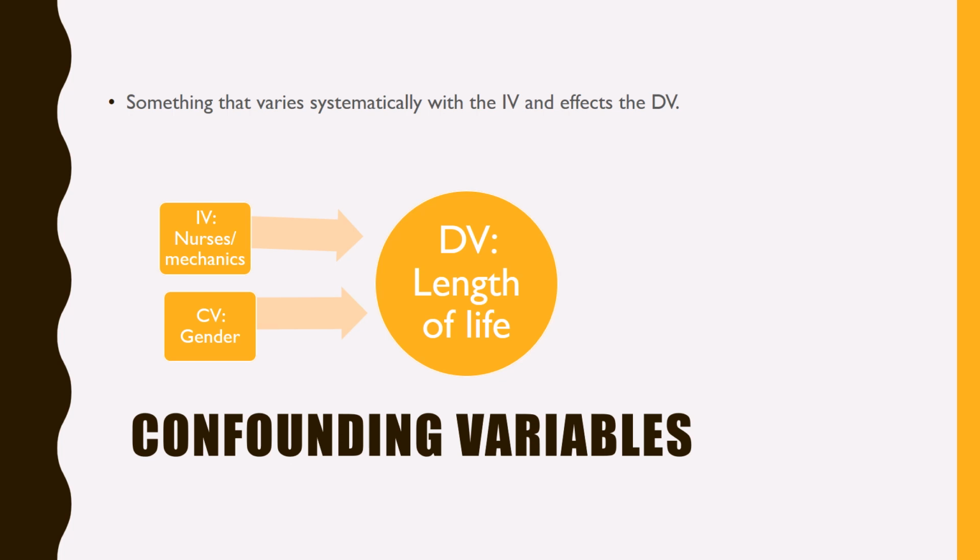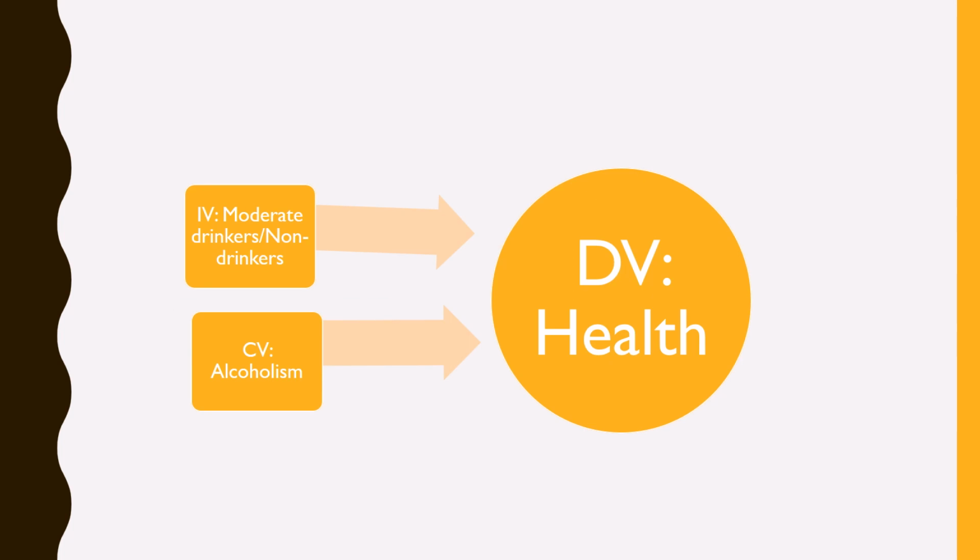So it could look like whether you're a nurse or a mechanic is affecting the length of your life, but actually it's your gender. But because that varies systematically with the IV, gender varies at the same time as the IV. We get confounded results. We get results that have been affected. The same with the next one, which is the DV.